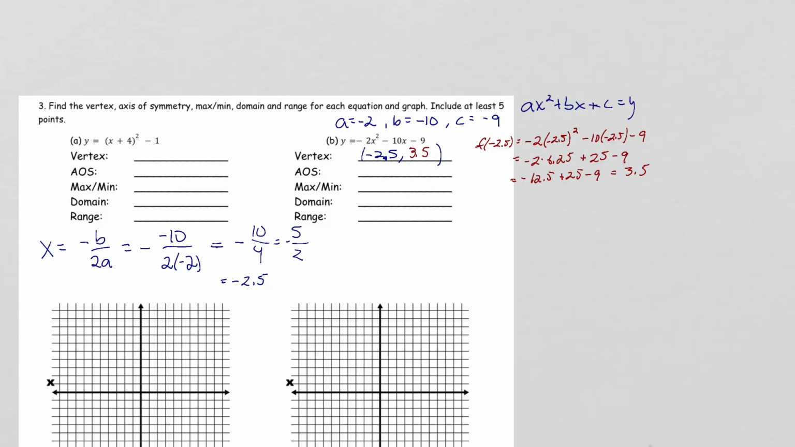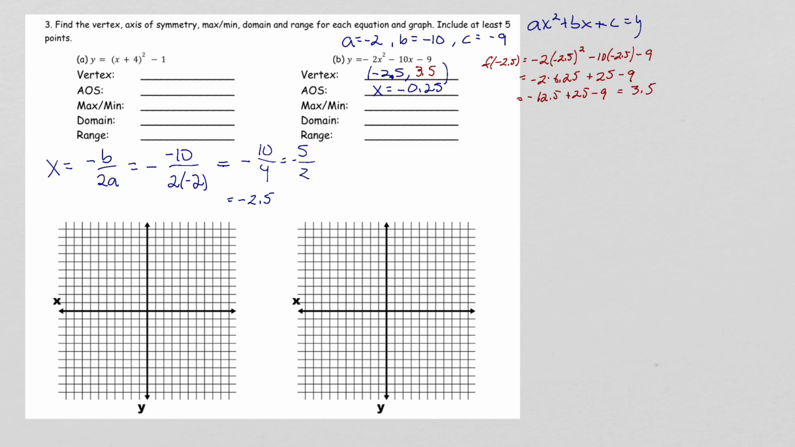Once we have the vertex, we know the axis of symmetry is just the x coordinate of that vertex. So I can just write x equals -2.5. And you know what I'm going to do right now is I'm going to come down here, and I am going to put a dot at, let's see, we got 1, 2, 3. So that would be -2.5. And 3.5 would be up there. So up 1, 2, 3, and then a half unit right there. So what I'm going to do is put a dot here and there.